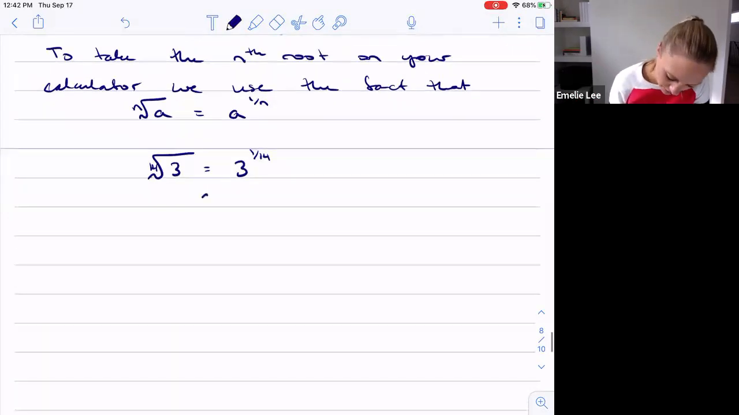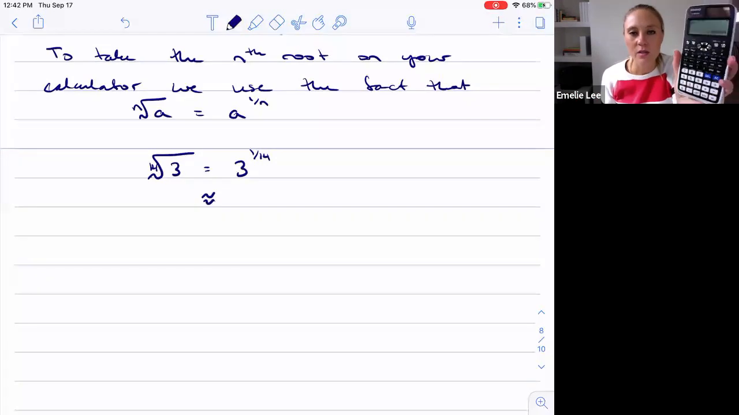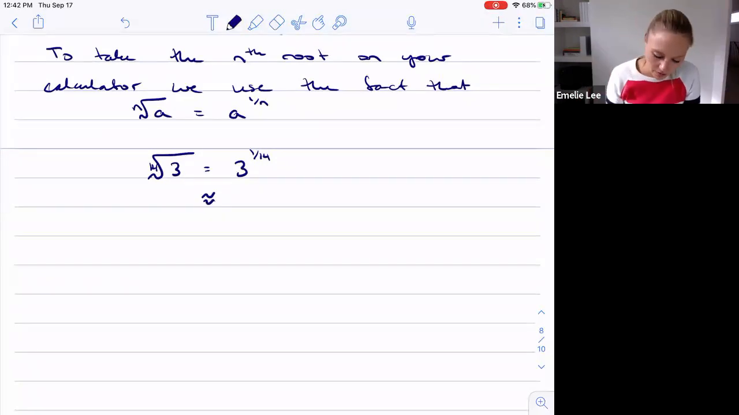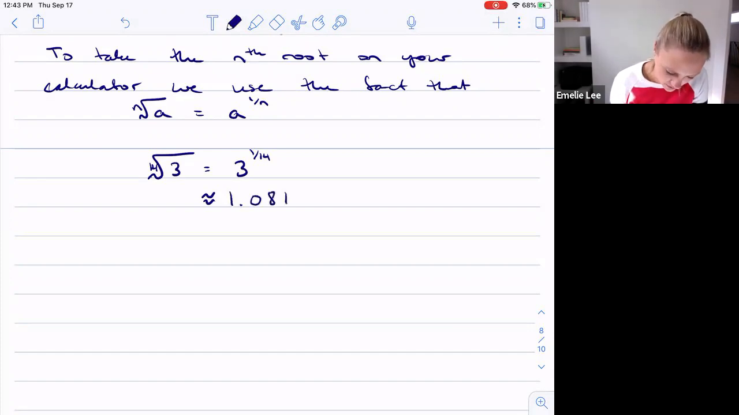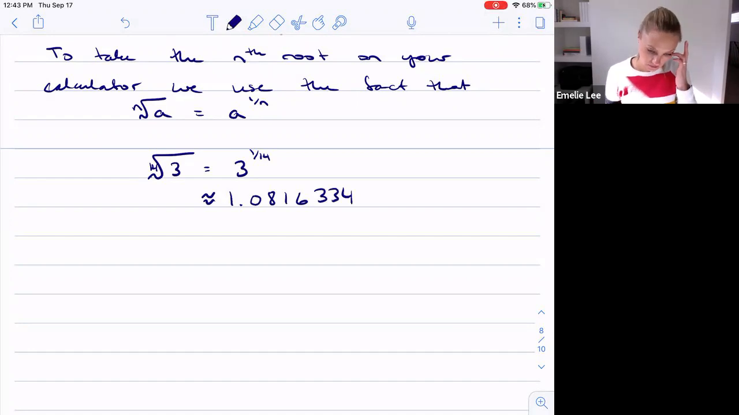But then once you do that, we get a decimal answer. So I'm going to write approximately equal to, because it's a decimal, so it's not exact anymore, 1.0816334. And I think that's a pretty good place to stop for today. We'll keep going with our roots and our properties of roots next day.